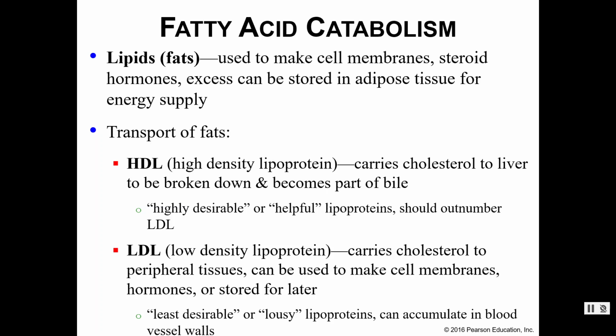So lipids, or fats, are used in a lot of different ways in our bodies. For example, they're used to make our cell membranes, so the phospholipids that we are familiar with. They are used to make steroid hormones. Excess fats can be stored in adipose tissue for energy supply. So there's lots of different functions of lipids in the body.